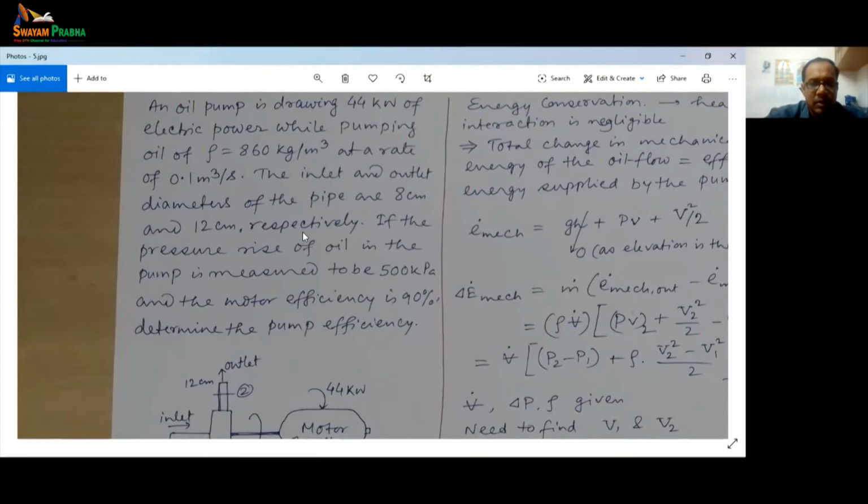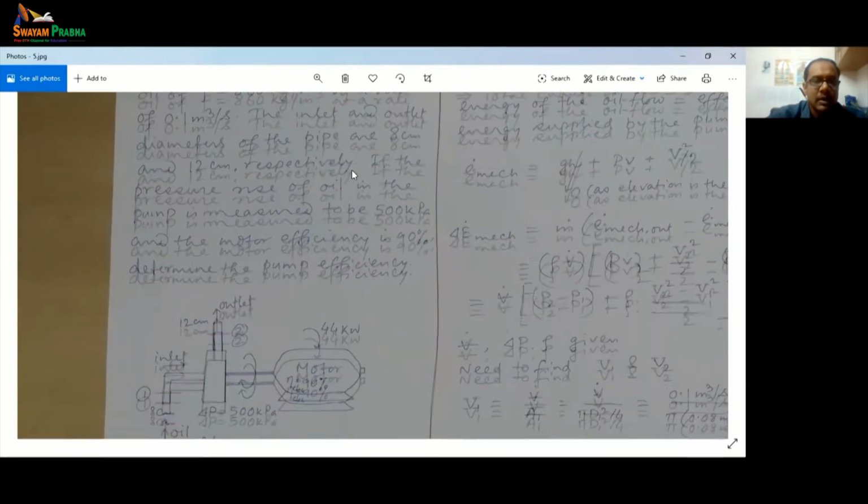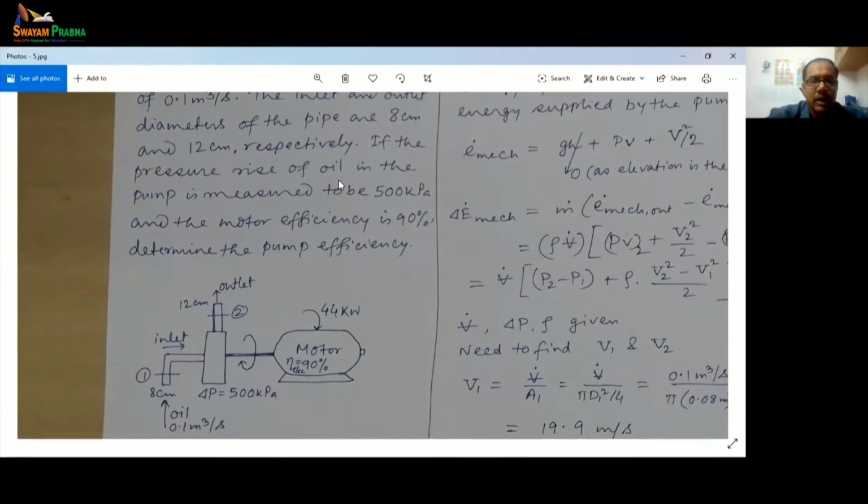Okay, for these two pipes, the dimensions are different. The inlet is 8 centimeter and the outlet is 12 centimeter diameter. If the pressure rise of the oil in the pump is measured to be 500 kilopascal, so the pressure rise is given. The objective of using a pump is to raise the pressure, right?